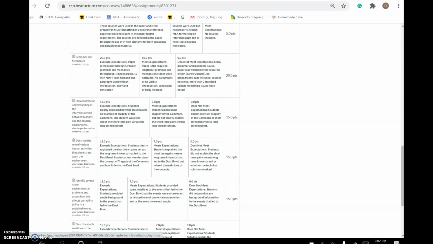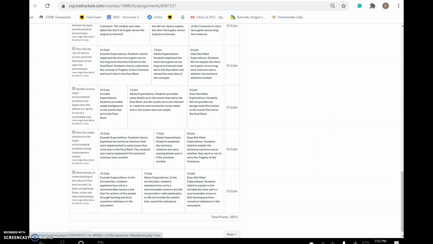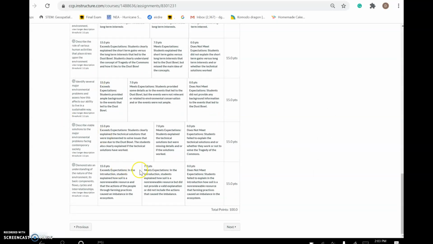Again, I highly suggest that you look through this rubric before you start writing your paper, because right down here, it tells you that in the introduction, I want you to discuss also how soil is a non-renewable resource. So your introduction in this paper should include background information on the Dust Bowl. It also should include how soil is a non-renewable resource. Once the fertile content has been taken, or the nutrients have been taken out of the soil, it is almost impossible to get that back.